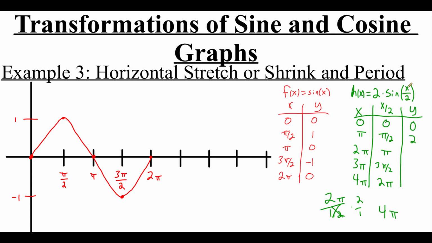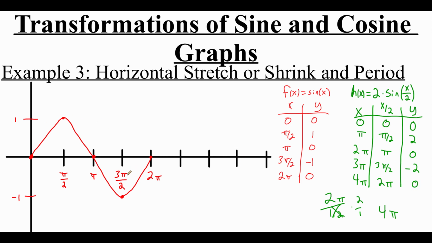Now if I plug in 2 pi divided by 2 is pi, the sine of pi is 0, and 2 times 0 is still 0. 3 pi divided by 2 is 3 pi over 2. The sine of 3 pi over 2 is negative 1, times the 2 out in front is negative 2. And if I plug in 4 pi divided by 2 is 2 pi, the sine of 2 pi is 0, and 0 times 2 is 0.